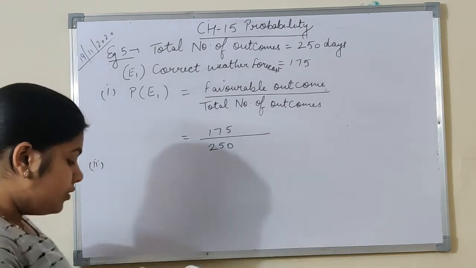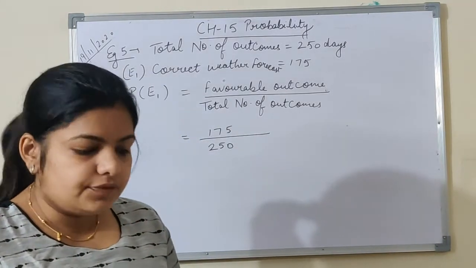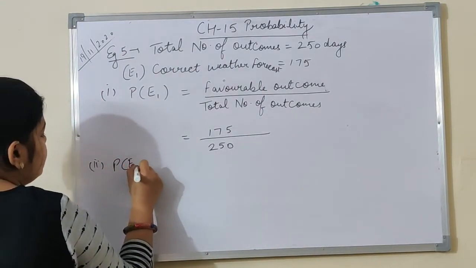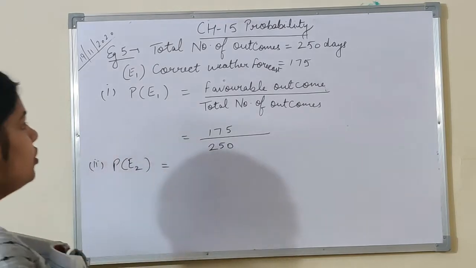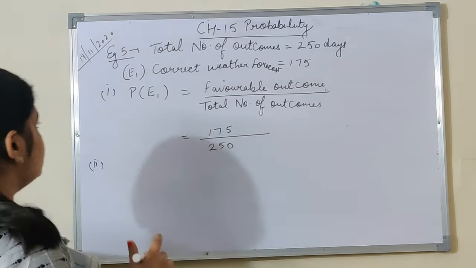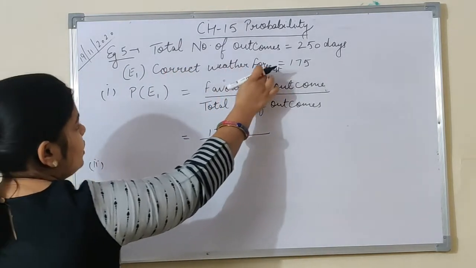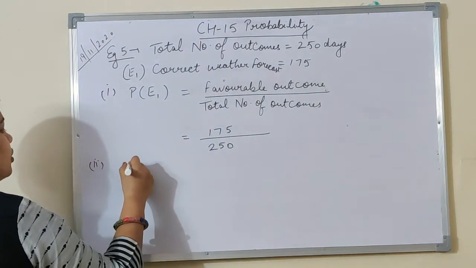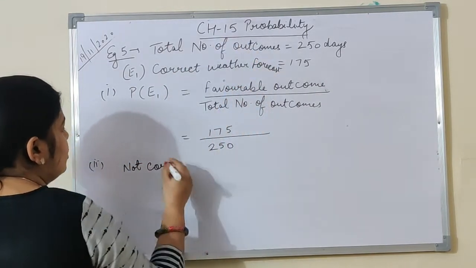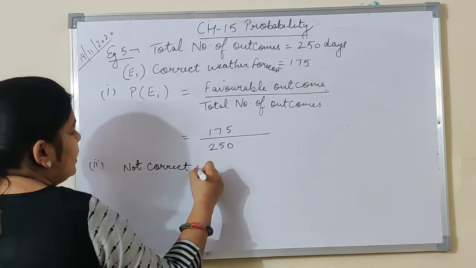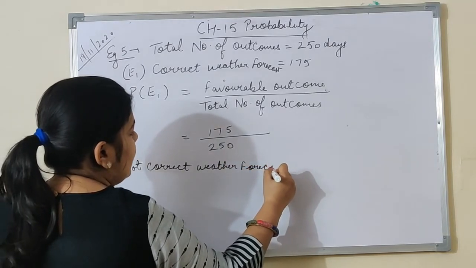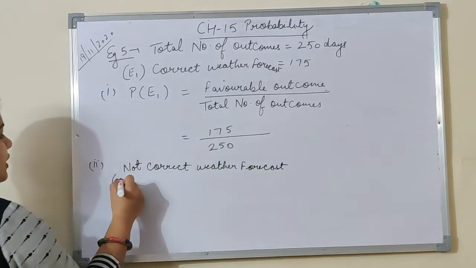After that, it is asking what is the probability that it was not correct on a given day. Now we have to find not correct. To find not correct, there are two ways. First, as we have found correct weather forecast, you can find not correct by subtracting correct from the total number of outcomes. So I am finding for not correct weather forecast, and I am denoting this with event 2.